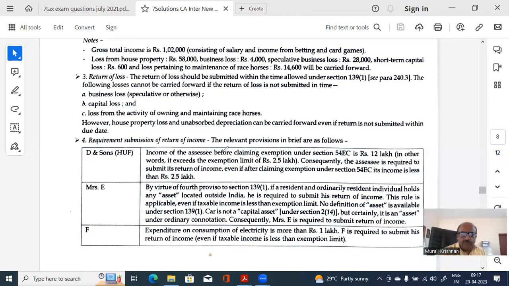Similarly, the last one is what? Expenditure on electricity of more than 1 lakh requires submitting a return of income, if it is taxable. That is, 1 lakh and more electricity payment requires filing. So that more or less completes this part of it.